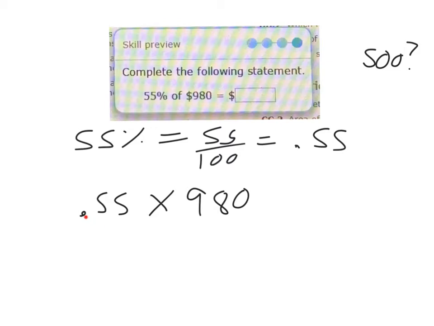In my calculator, I wrote 0.55 or 55 hundredths times 980. And my answer is $539. So as I said, I knew it would be closest to 500. I wasn't exactly sure. And that confirms for us that 539 makes sense.